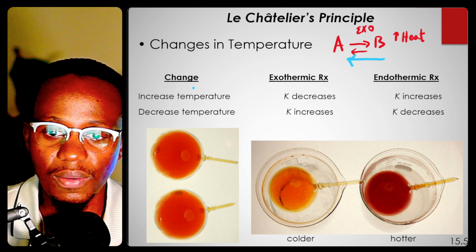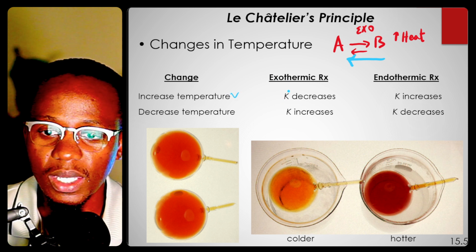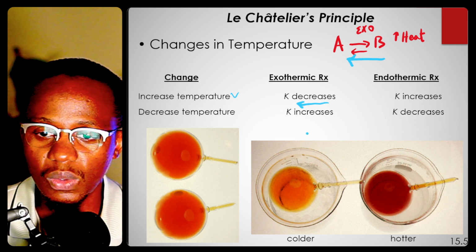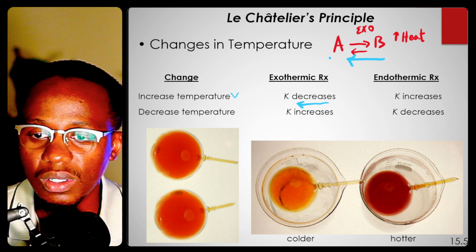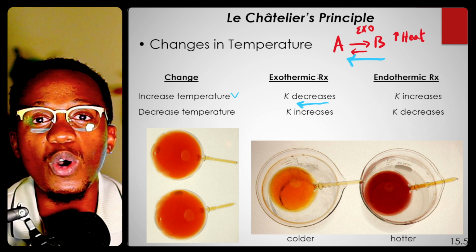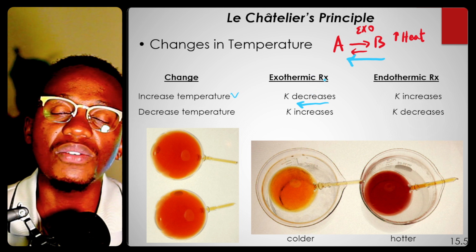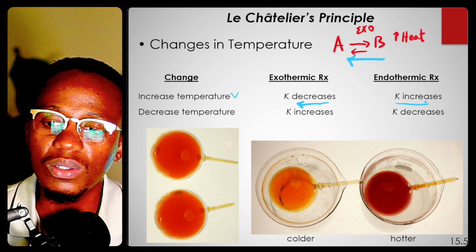So if you increase the temperature in an exothermic reaction, K decreases, meaning we go to the left. But in an endothermic reaction, a reaction that absorbs heat, if you increase the temperature, it is going to go to the right.